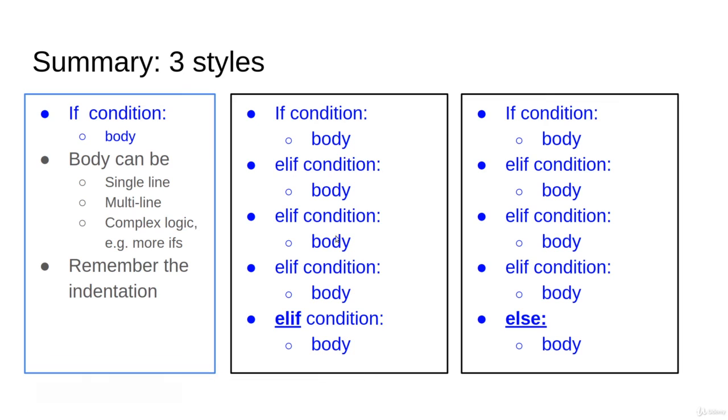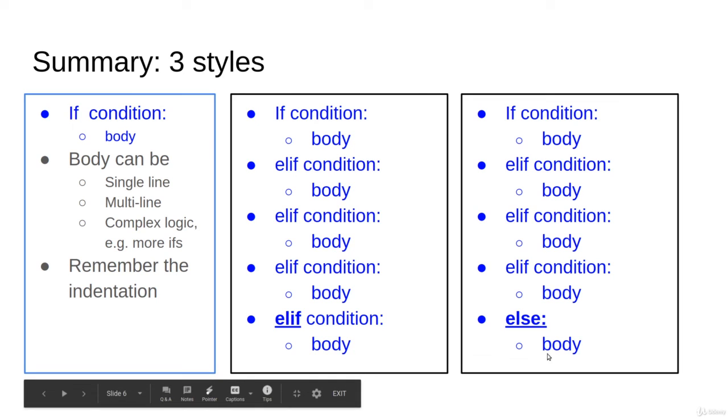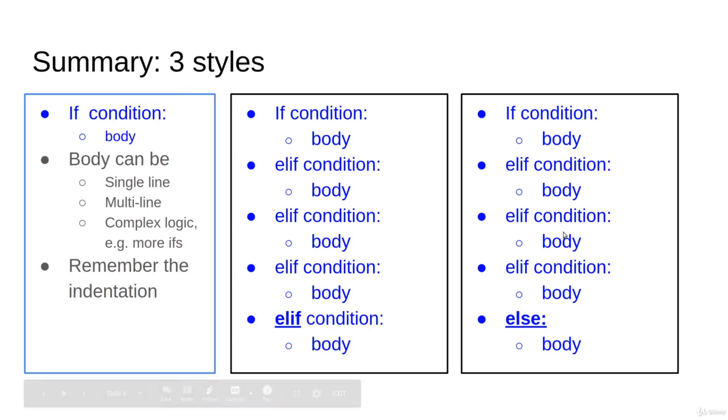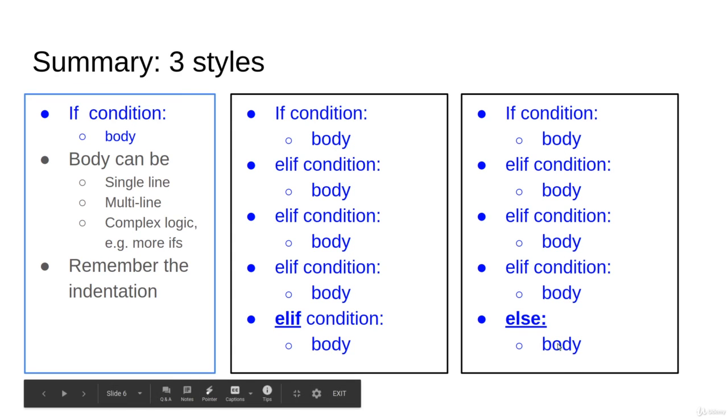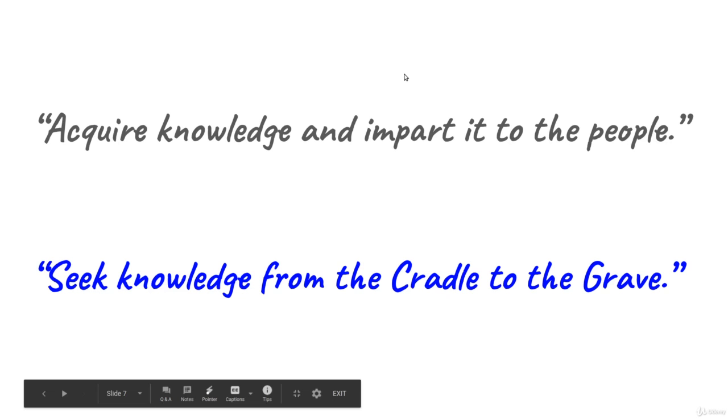Only one of the bodies will be executed. You don't execute multiple bodies. So either this body or this body or this body or this body or this body will be executed. Here, in case we have an else, if all of these bodies failed, then this body must be executed. That's all.